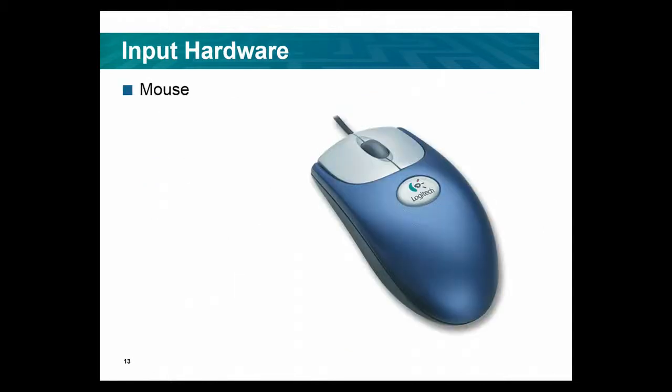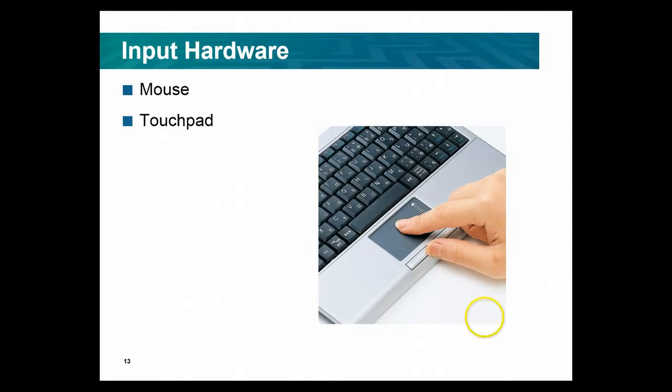Okay, let's talk about things that you send information into your computer, known as input hardware. The mouse, we're all familiar with this. It has two buttons, left and right. The one shown here actually has a track wheel in the center of it that allows you to scroll up and down pages. Touchpad, typically touchpads are only located on laptops. They're used in the absence of a mouse.